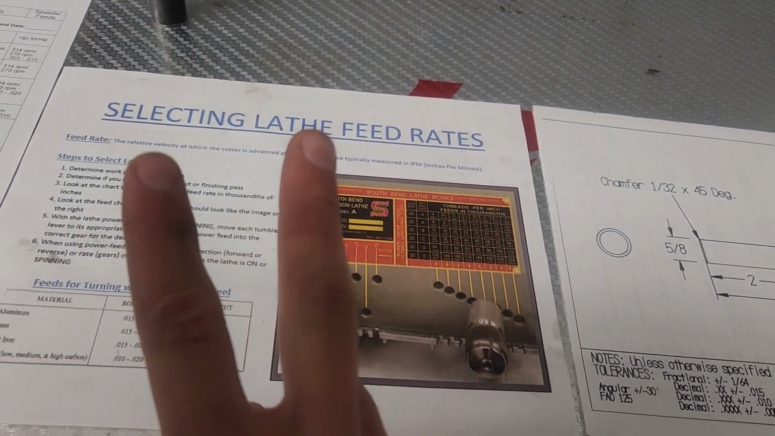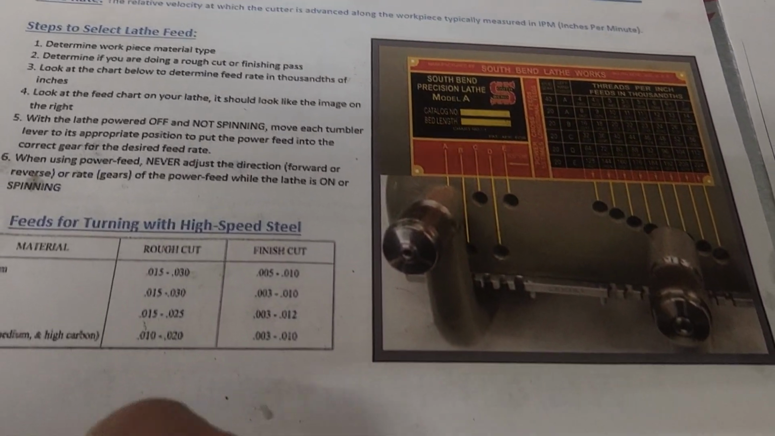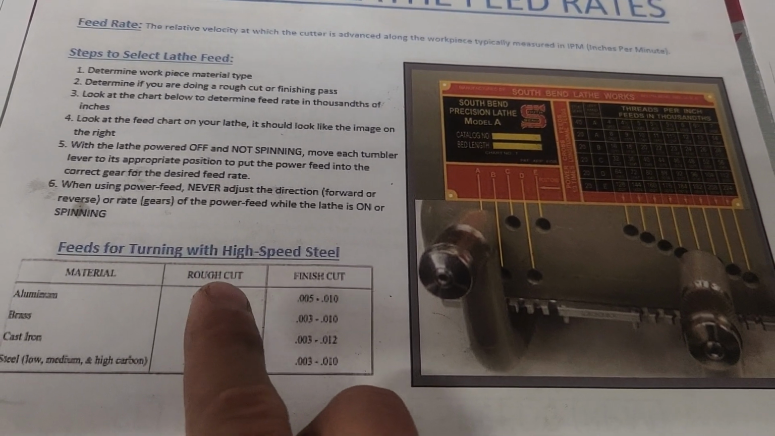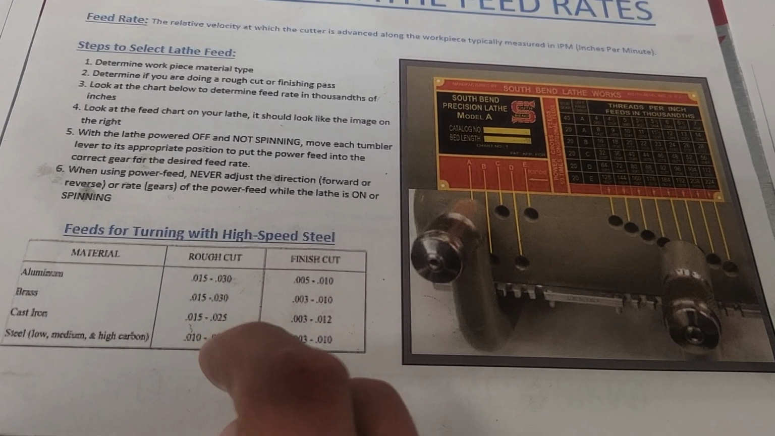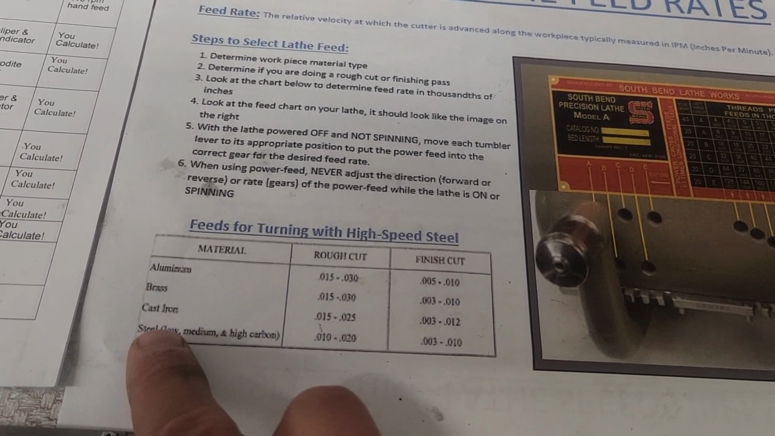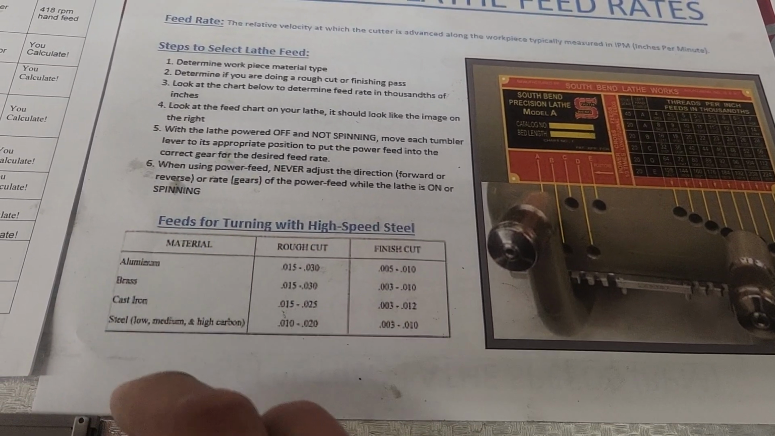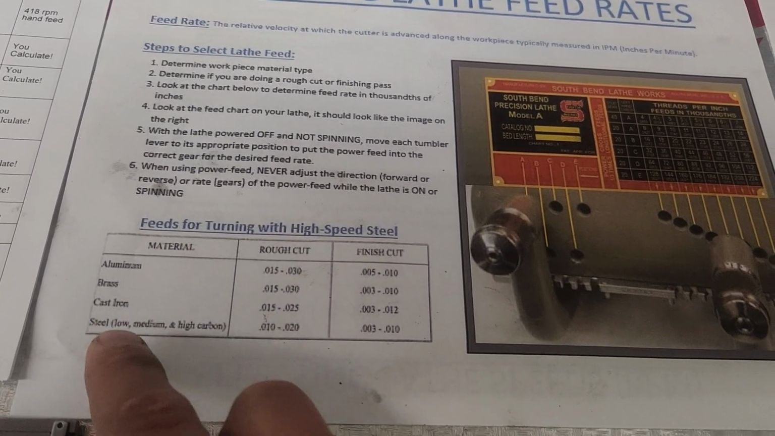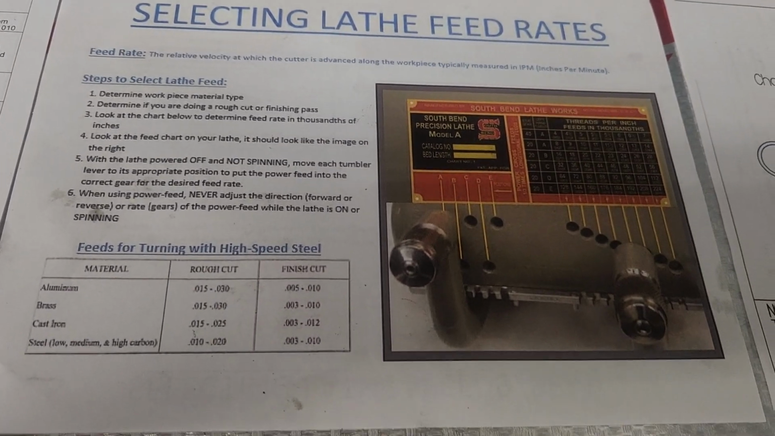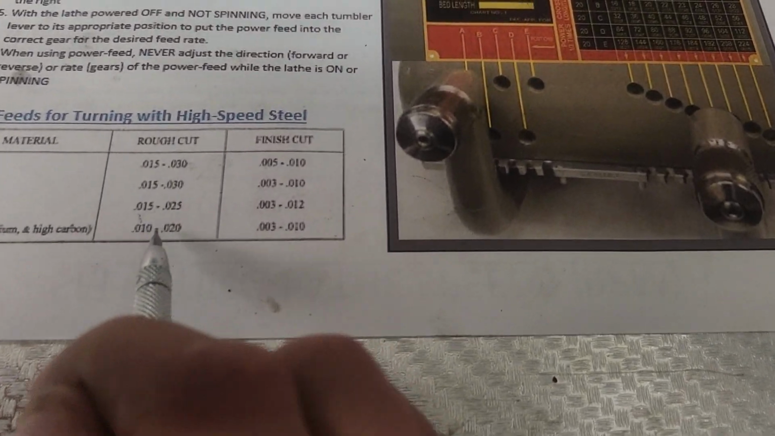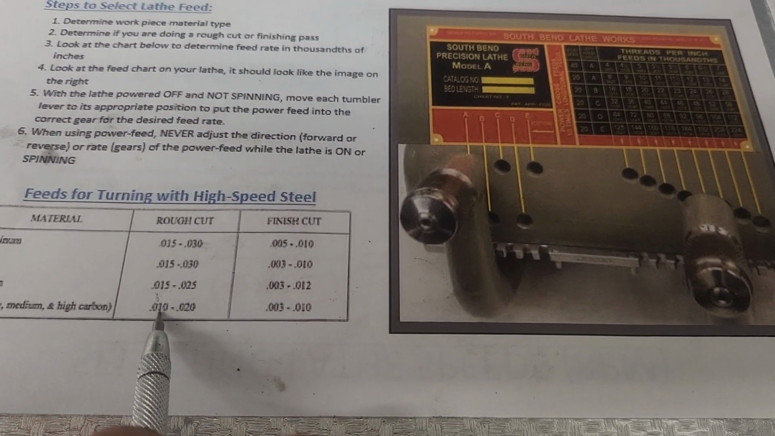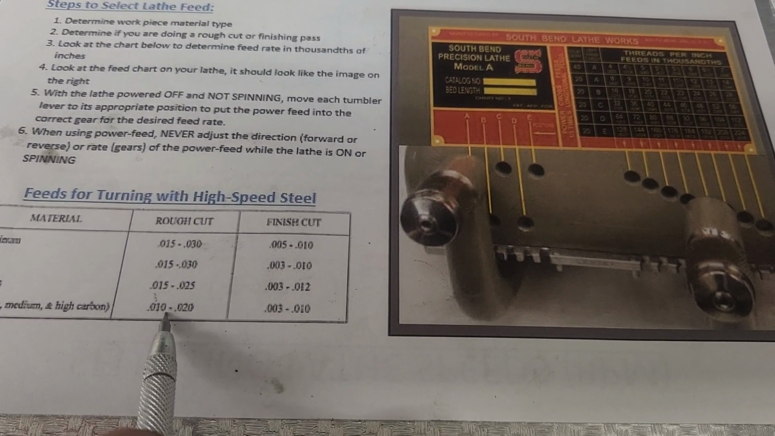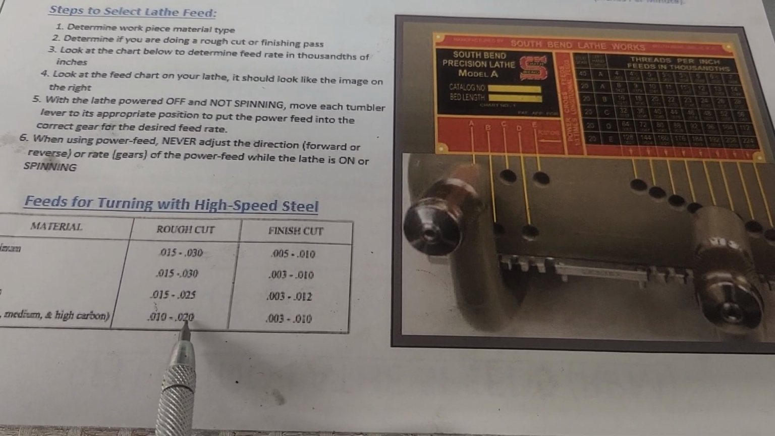Okay, so we have two types of feed rates. We have what's called a rough cut, and that's a really high feed rate. If we're using steel, we're just going to read this chart, which is based on your material type. A rough cut feed rate for steel would be 10 thousandths, 0.010, all the way up to 20 thousandths.